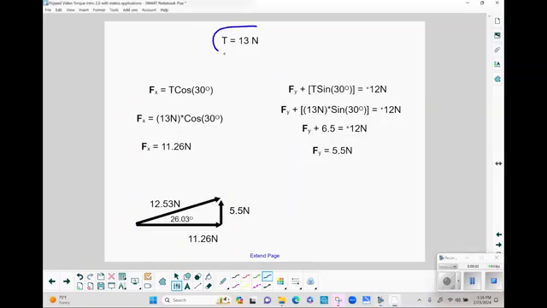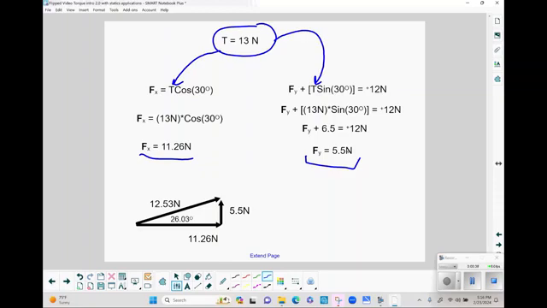So now I can take the 13 newtons that I know the tension is and substitute it into the T in my Fx equation. Remember, Fx is the x component force of the wall pushing on the boom. So that x component of the wall is equal to 13 cosine 30, which is 11.26 newtons. Likewise, I can take the 13, substitute it into the T for the y equation I have, and find that the y component force of the wall is 5.5 newtons.